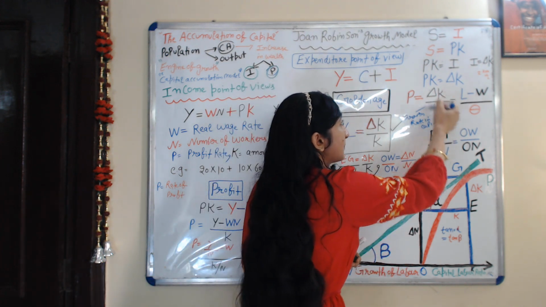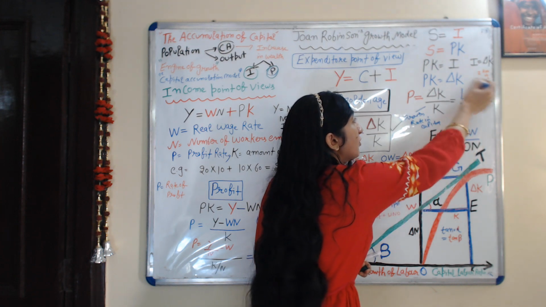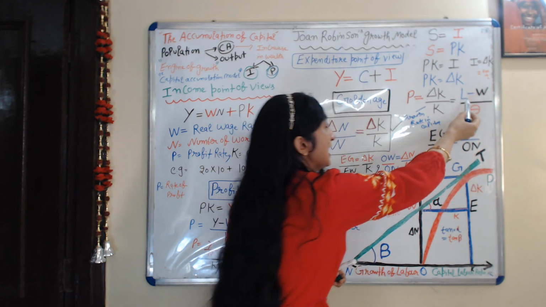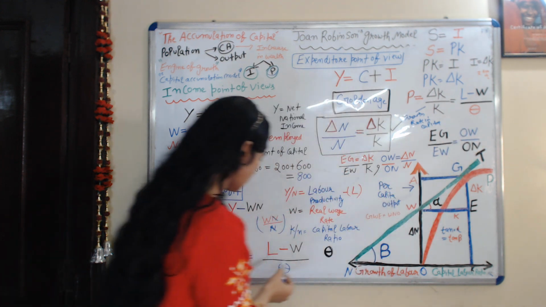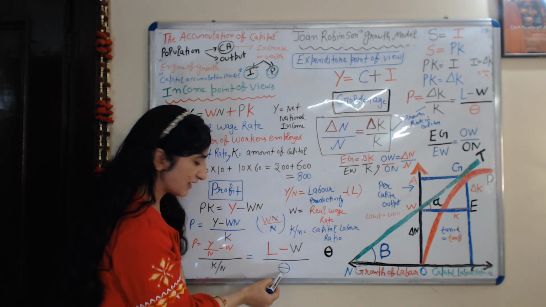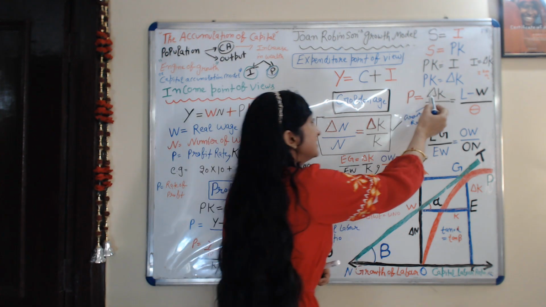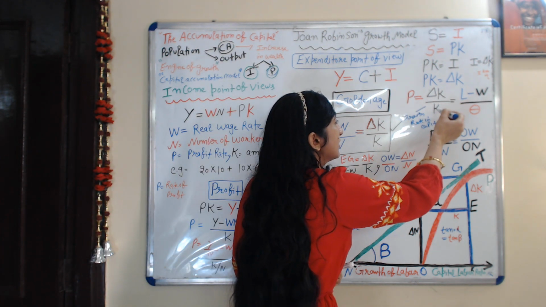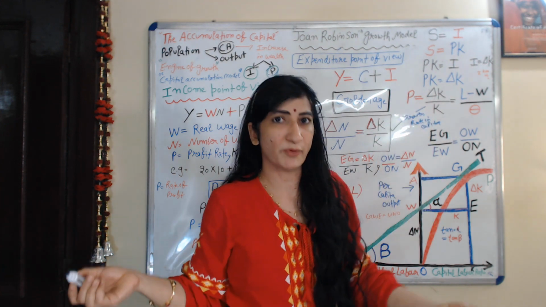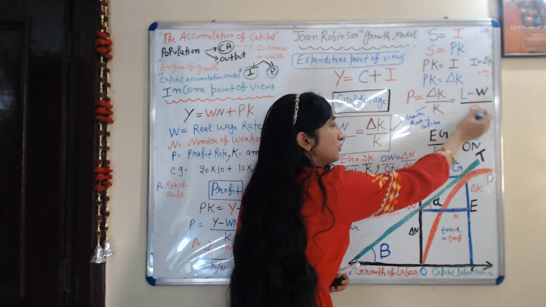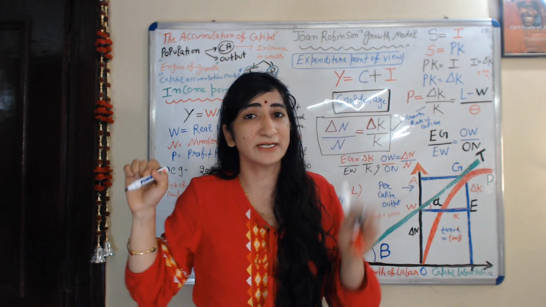That's why profit is basically equal to the growth rate of capital. This is the rate of profit according to the expenditure point of view, and this is the rate of profit according to the income point of view, as we earlier discussed: L minus W divided by theta. This is the rate of profit according to income, and this, delta K over K, is according to expenditure. These are equal, so our profit basically depends on the growth rate of capital.